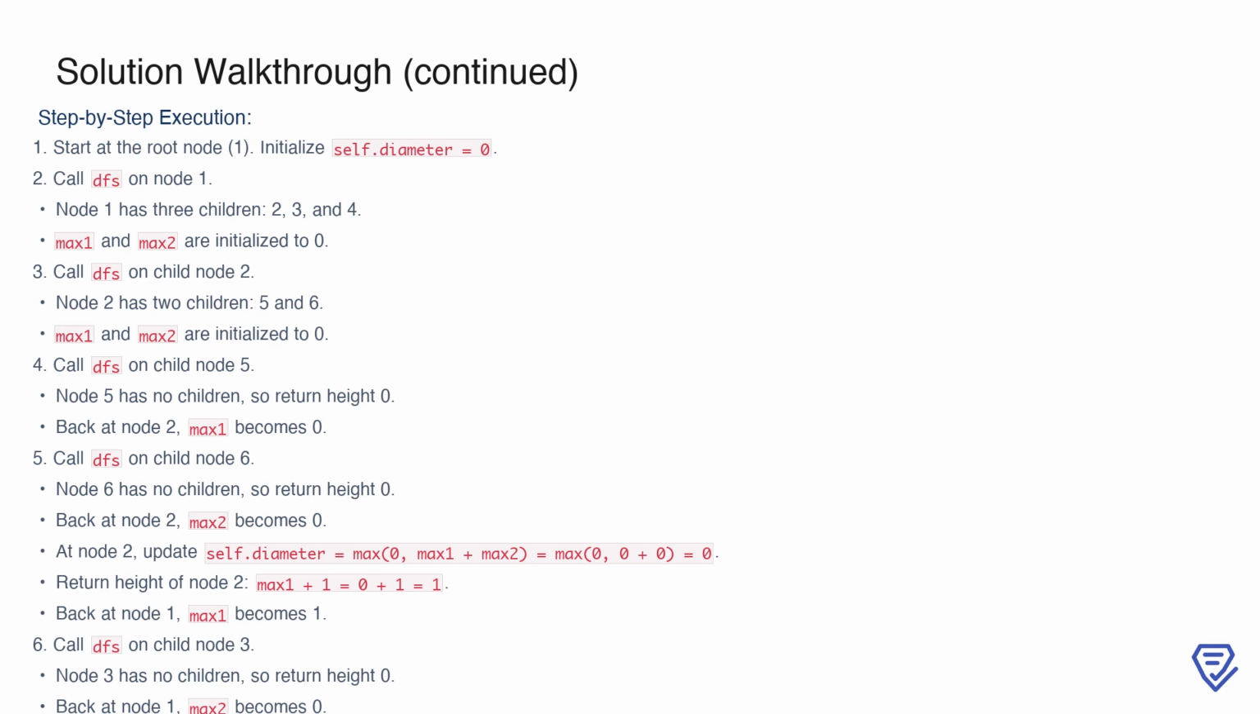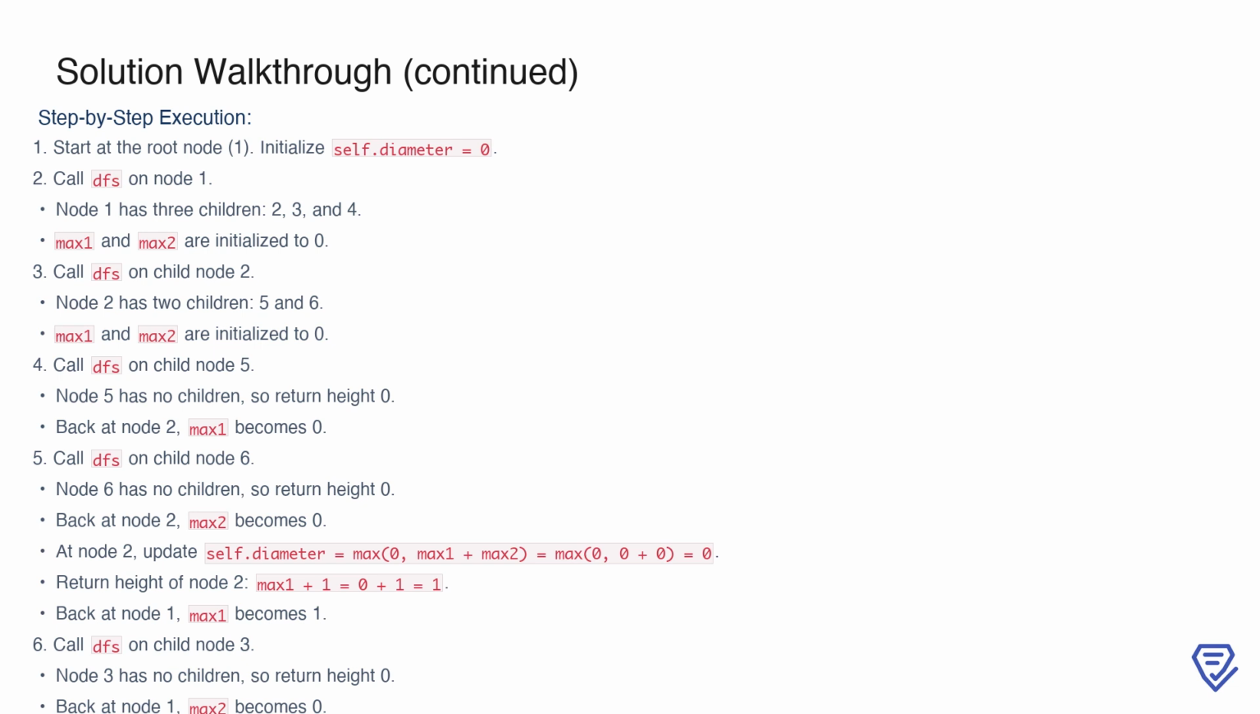The root node, 1, has 3 children, nodes 2, 3, and 4. Node 2 has 2 children, nodes 5 and 6, while node 4 has 1 child, node 7. As before, we start at the root and initialize the diameter to 0. When we call DFS on node 1, max1 and max2 are set to 0. We first explore child node 2, which has 2 children, nodes 5 and 6. To compute the height of node 2, we calculate the heights of its children.